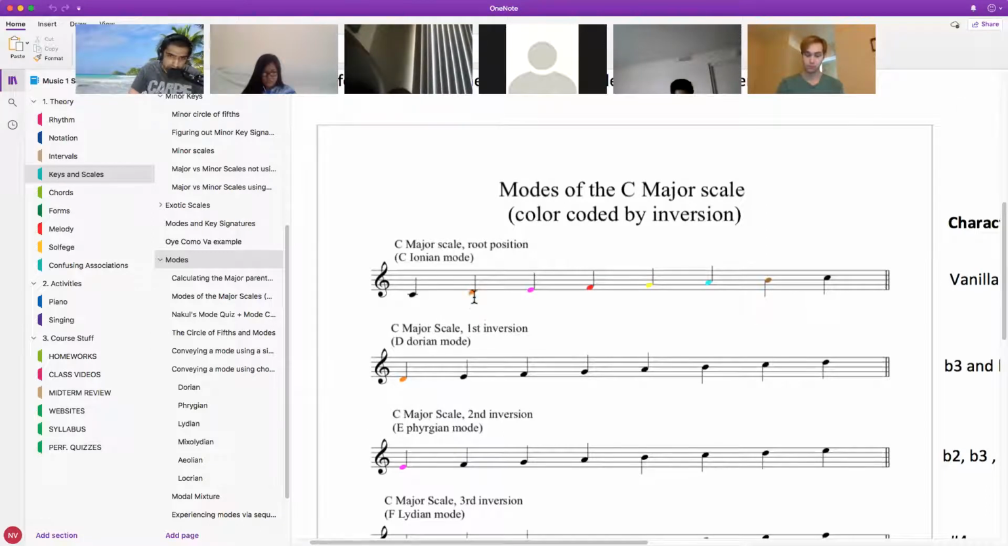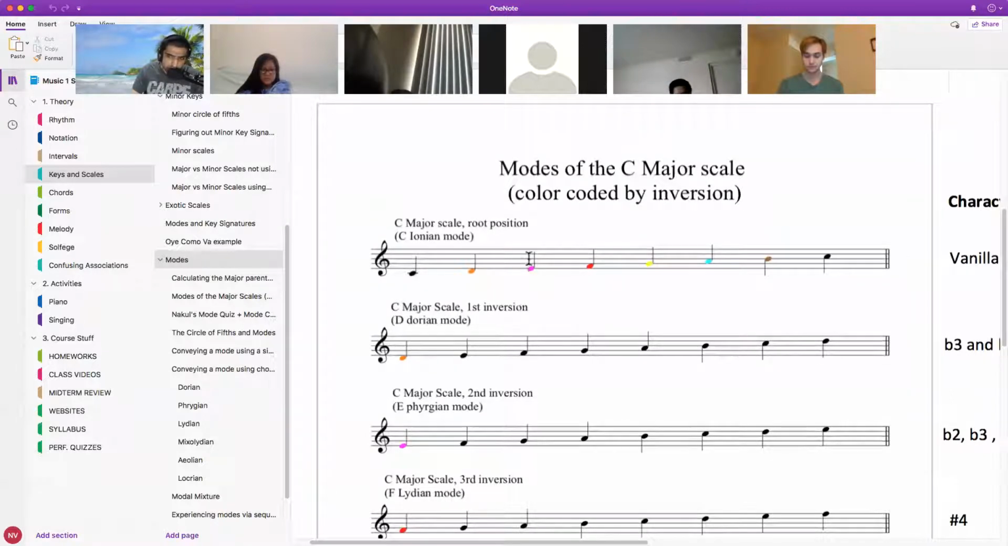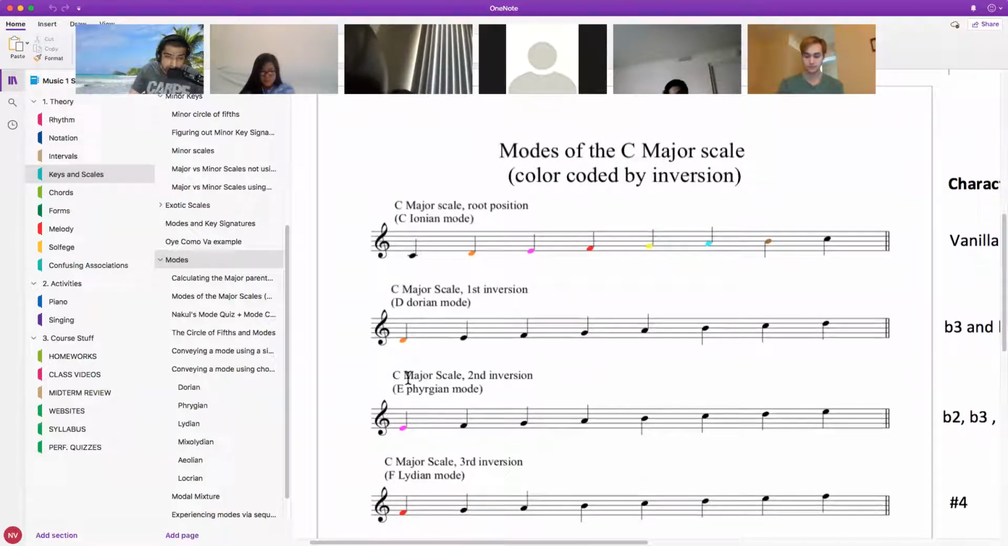So for instance, if D is the starting note of the C major scale, you get the Dorian mode. Okay, so this is a C major scale. That's what I just played over here. Then over here, I'm going to play the Dorian mode. So this is the C major scale just inverted once, right? Now, if I choose my starting note to be this pink note right here, in other words, if I invert the scale twice, I get the E Phrygian mode. Okay?